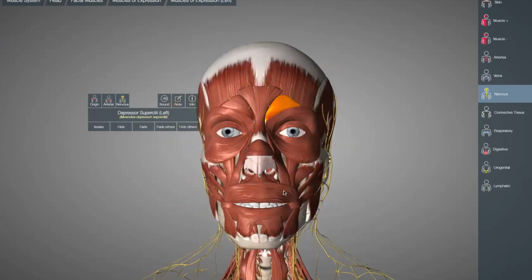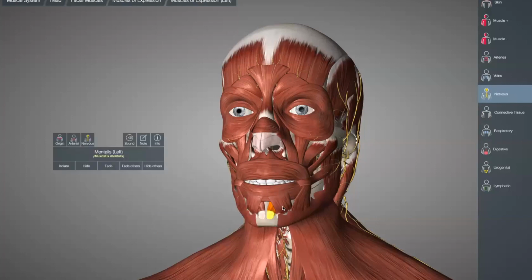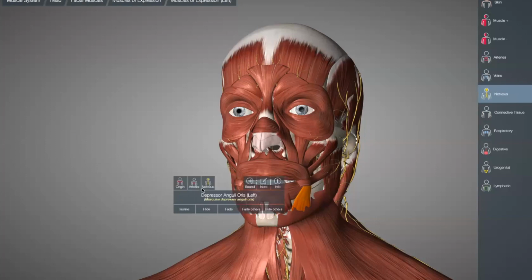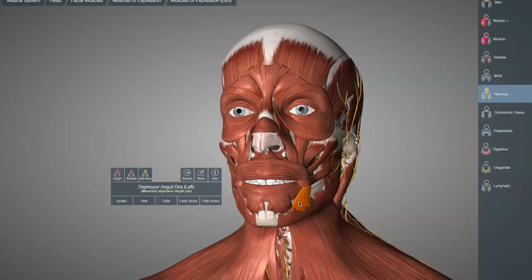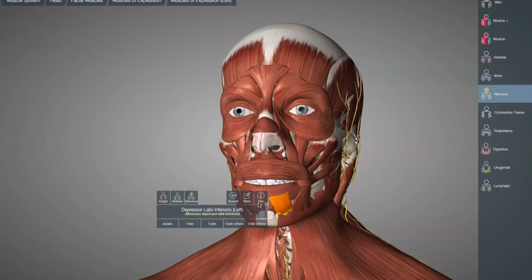Now, these are the lower facial muscles: depressor anguli oris, depressor labii inferioris, and mentalis.